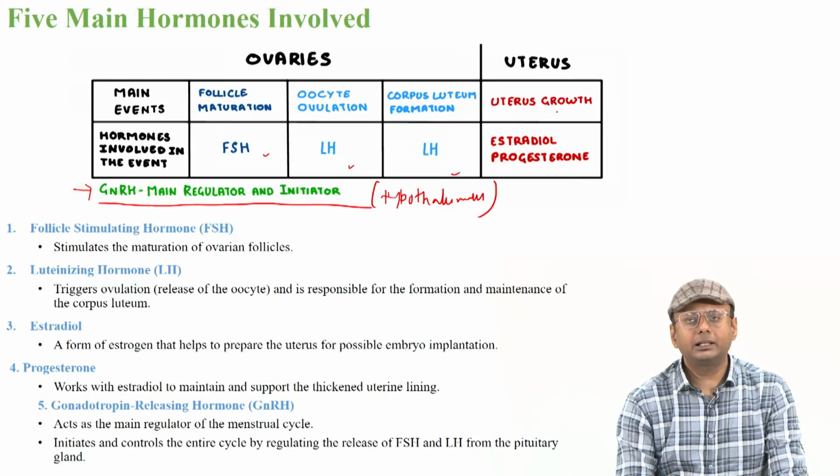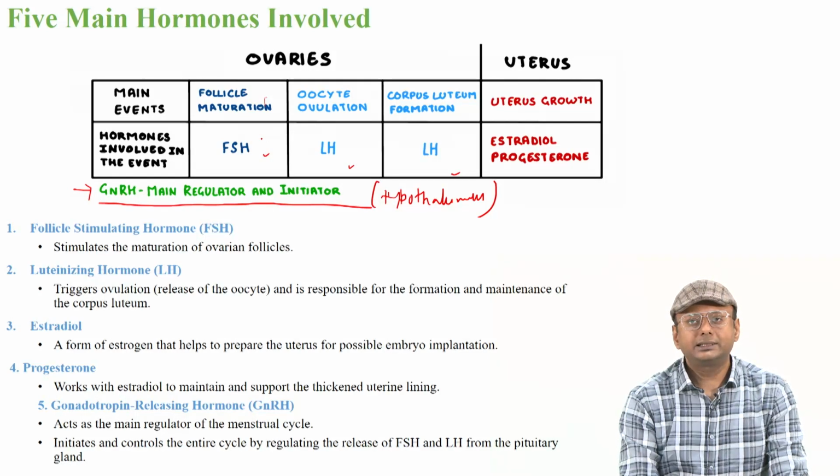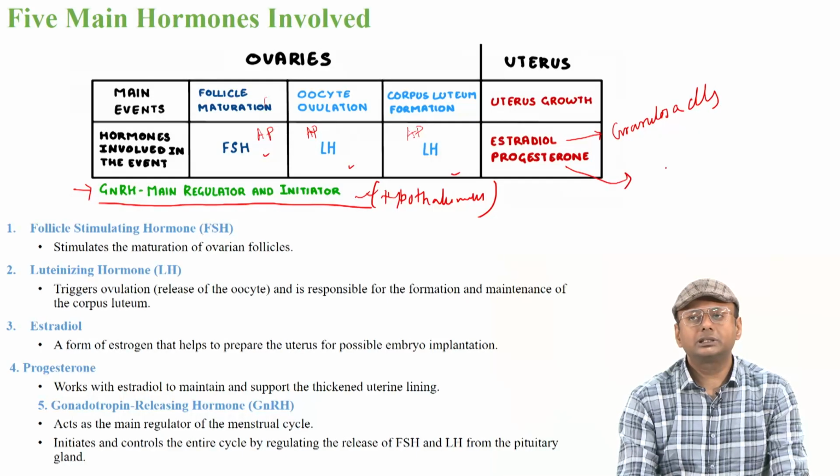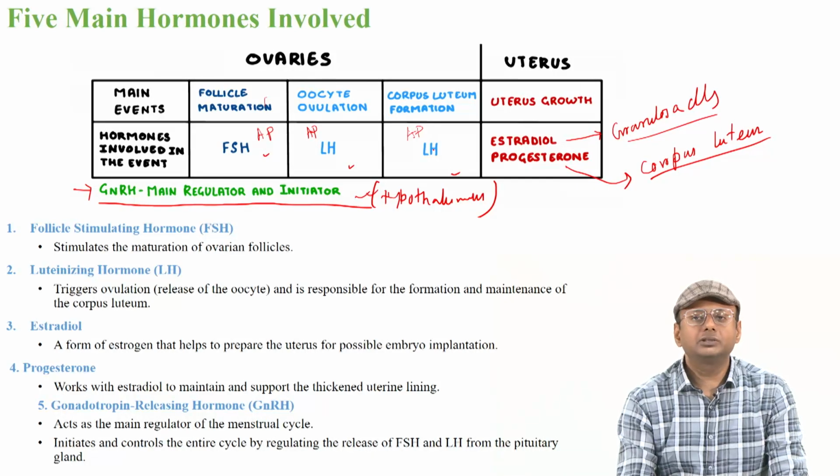So an important thing is that you also have to remember the locations. FSH is secreted from the anterior pituitary, LH is also secreted from the anterior pituitary, right. Then gonadotropin releasing hormone is secreted from the hypothalamus. Then estradiol, which is initially produced in the granulosa cells. Then progesterone, which is secreted from the corpus luteum. Okay, so these are the areas from which these hormones are secreted.